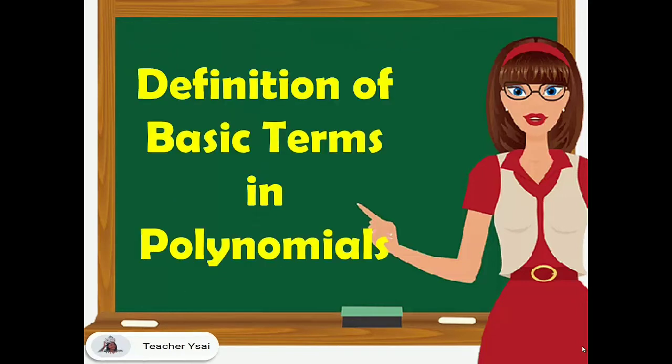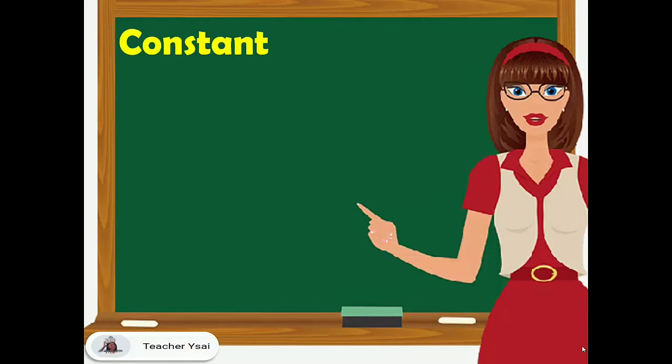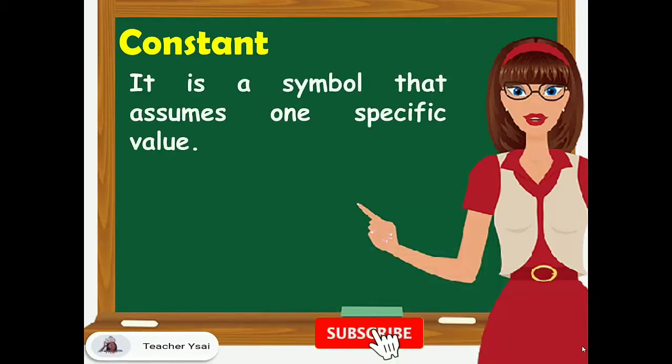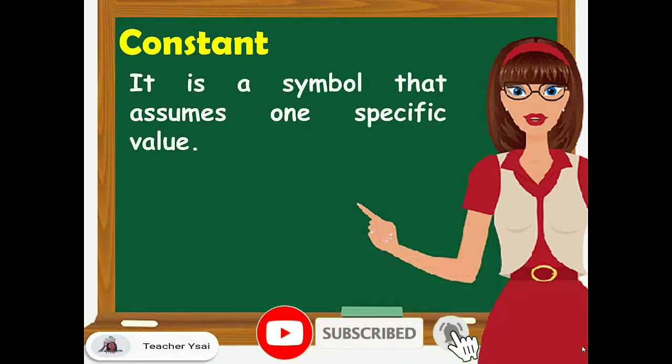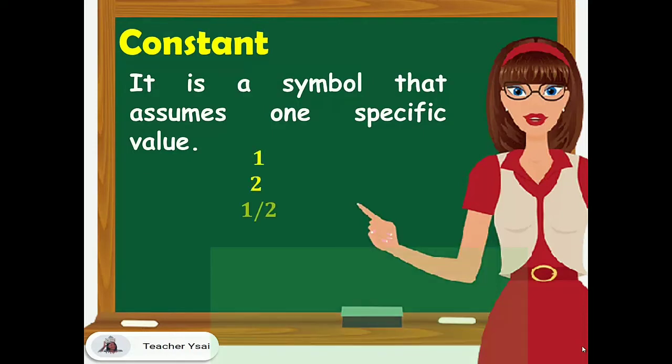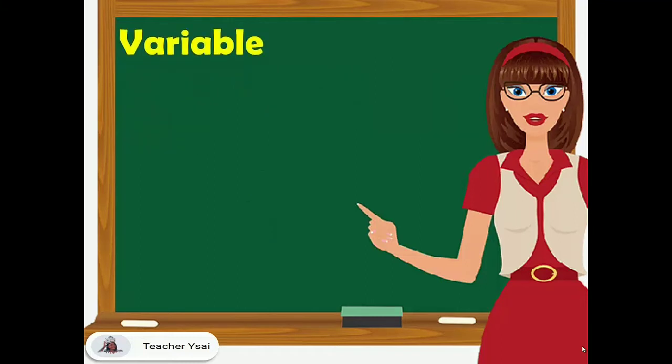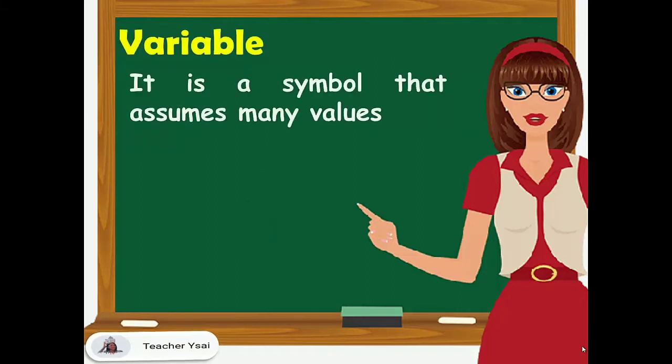Definition of basic terms in polynomials. Constant. It is a symbol that assumes one specific value. Examples: 1, 2, 1/2, and 9. Variable. It is a symbol that assumes many values. Examples: variable x, variable y, variable z.